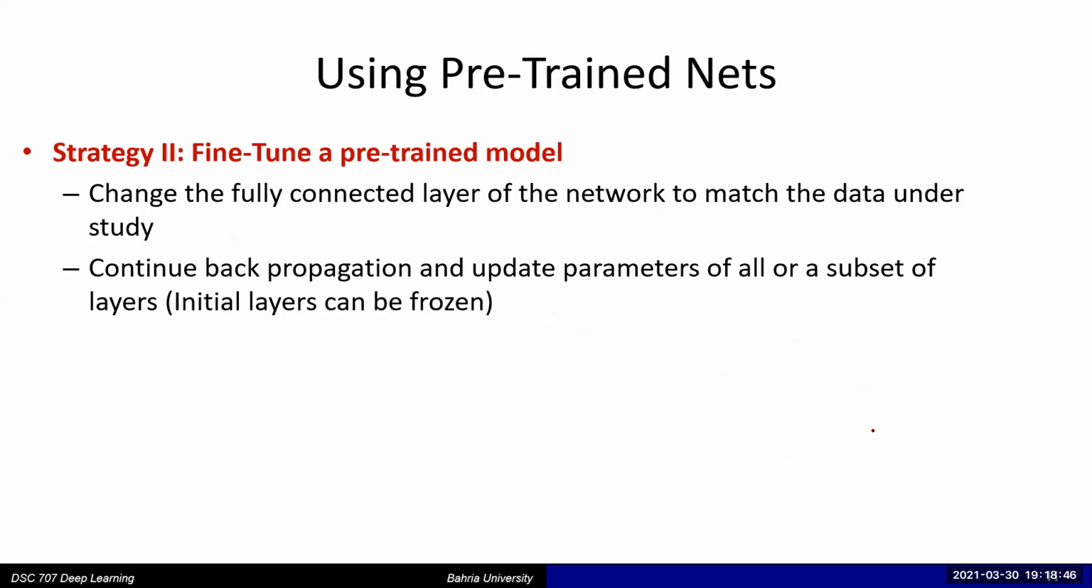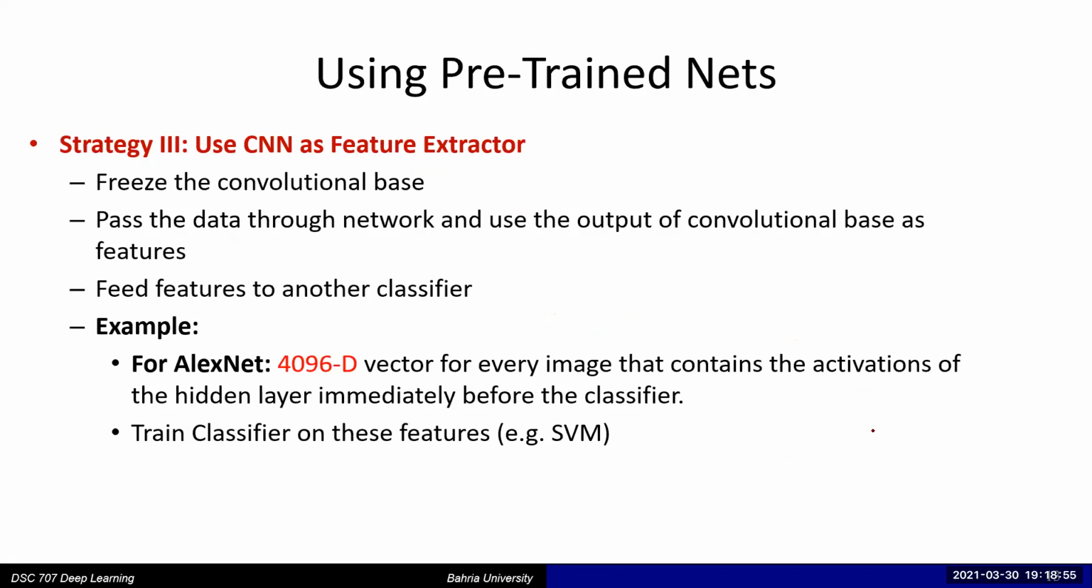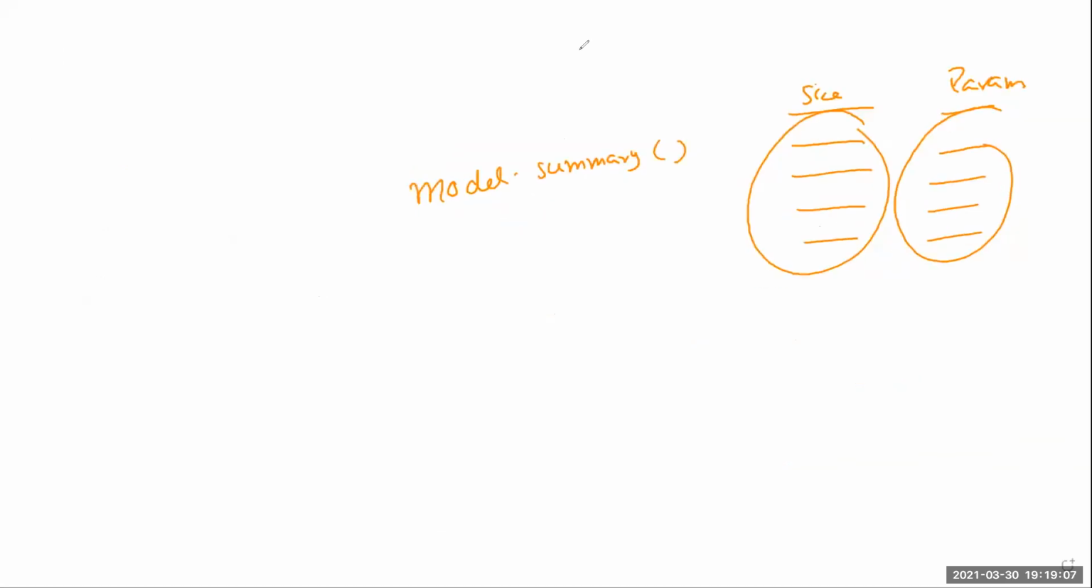Okay, the next one is strategy two, which is called fine-tuning a pre-trained model, right? And I'll also tell you strategy three together, and then we'll discuss them together on the board, which is called using CNN as a feature extractor, right? So this is something very important. I'll just migrate to the board and explain to you the difference between these two, right? So in strategy two, we are saying fine-tune the model. Now please see carefully, because it can easily be confused with strategy three, right?